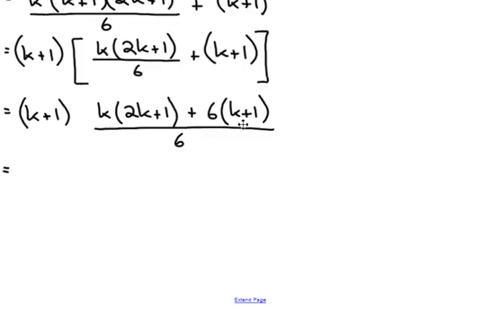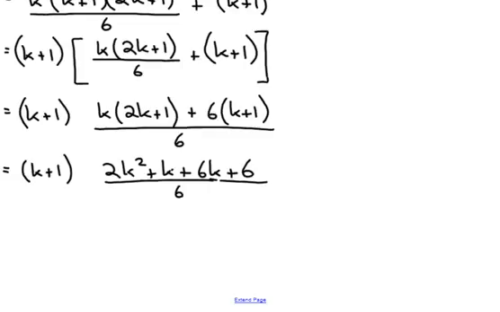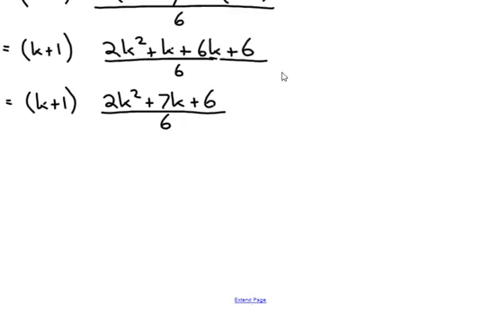Now I can go and times out these brackets here. So I've got k plus 1 multiplied by 2k squared plus k plus 6k plus 6 all over 6. Simplify. I've got k plus 1, then I've got 2k squared plus 7k plus 6 over 6. If I factorize, I can now write everything over the same denominator. So I've got k plus 1. Factorize that trinomial and I get k plus 2 times by 2k plus 3 all over 6.